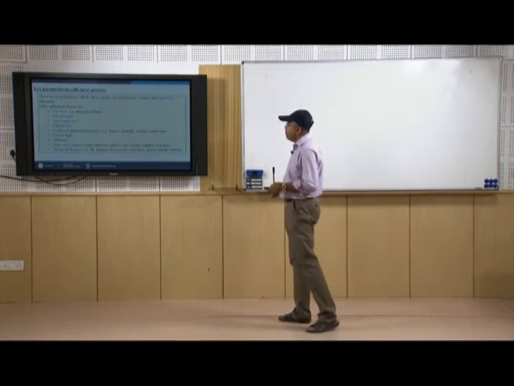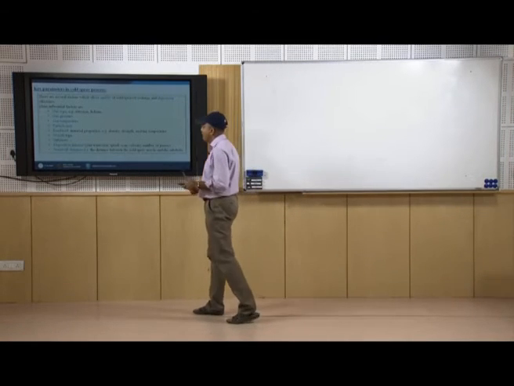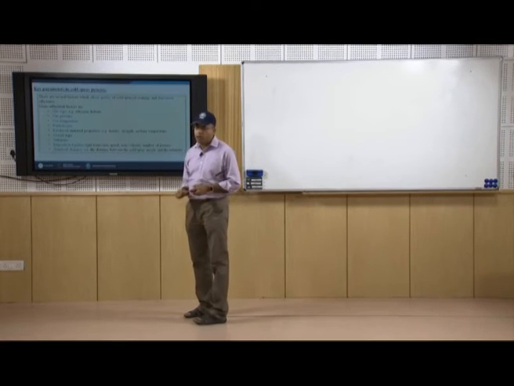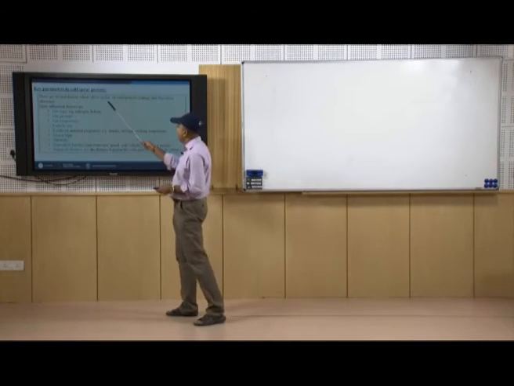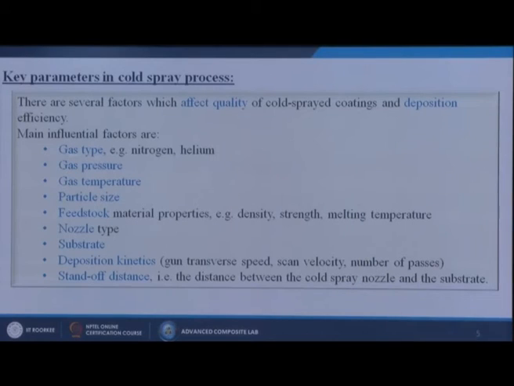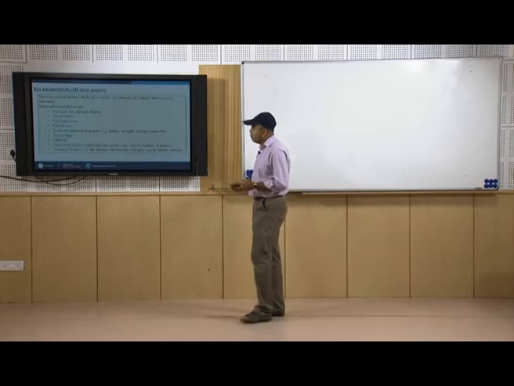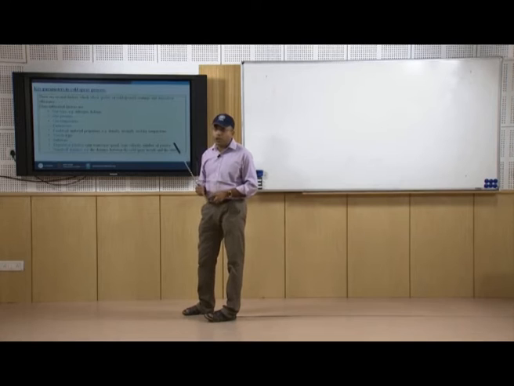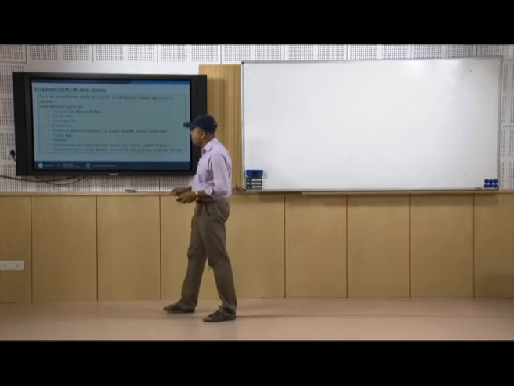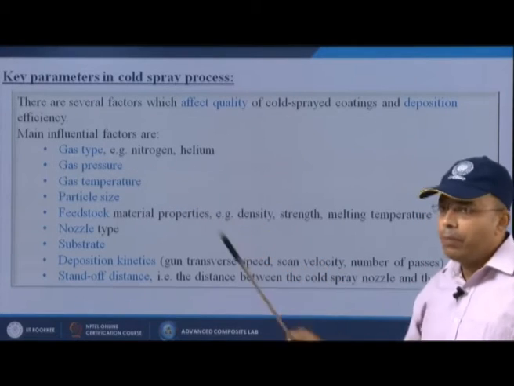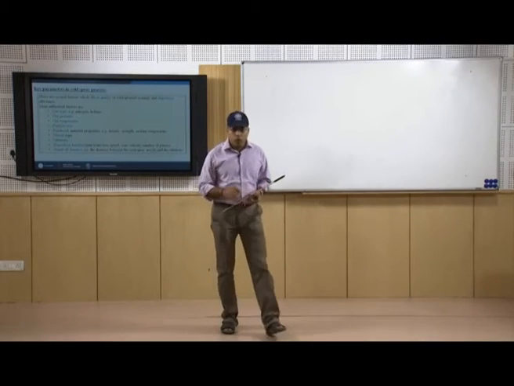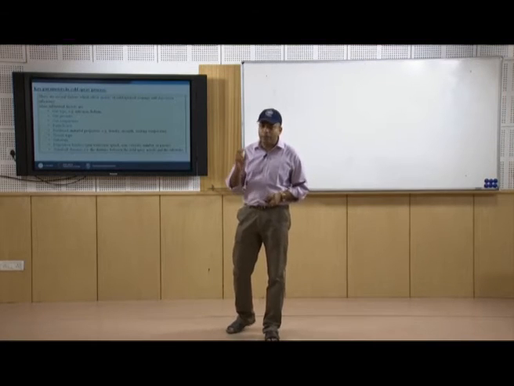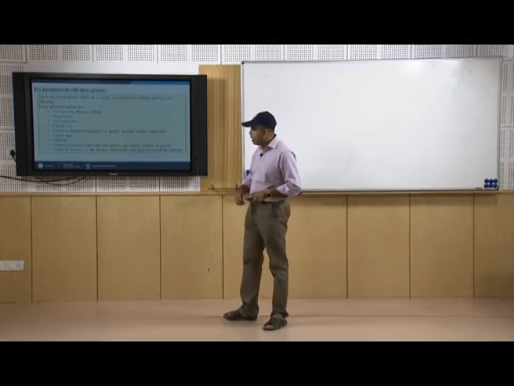So here the key parameters in cold spray processes are, there are so many factors which influence the cold spray technique. So there are several factors which affect the quality of cold spray coatings and deposition efficiency. What are those? First is called the gas type. What type of gas actually we are using, like helium, nitrogen. So it depends on what the substrate actually is. The reactive gas should not react with the substrate, that we have to keep in mind. Then what is the gas pressure? Gas pressure means how much pressure we are releasing the gas with, so that the nanoparticle can achieve that much velocity and it can stick with the substrate itself.